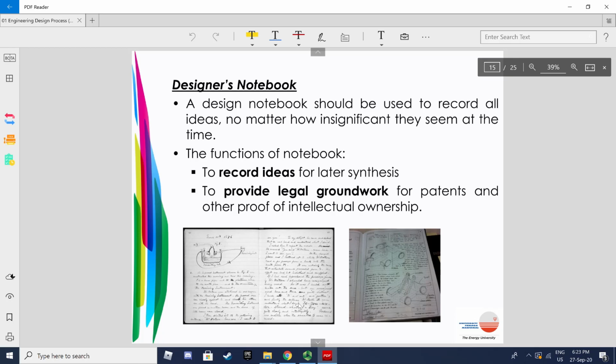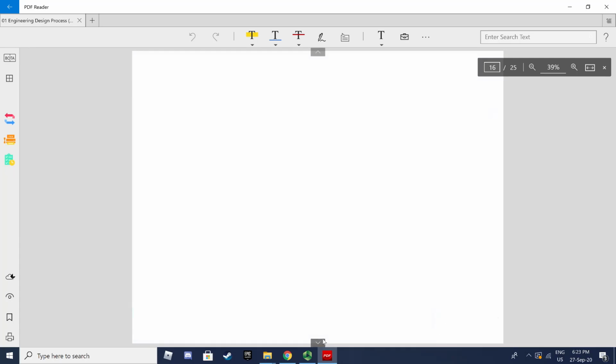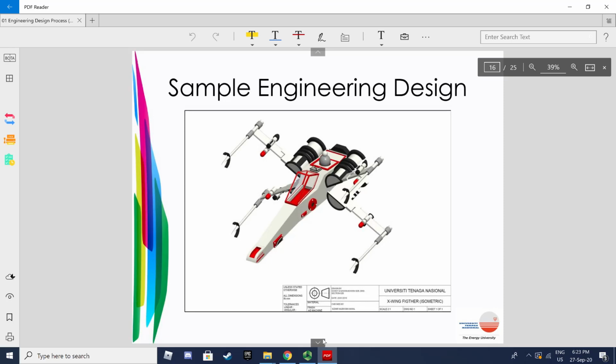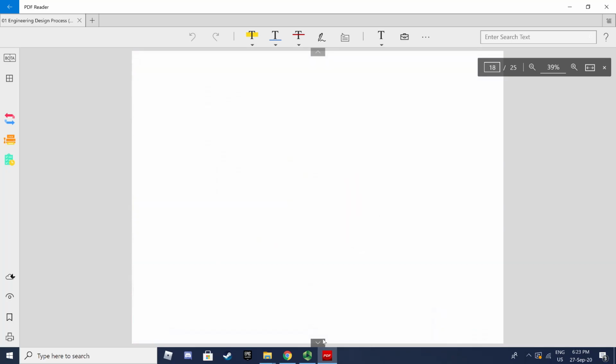In terms of designing, whatever you need to do, you need to have a notebook where you jot down all your ideas and how you do the process. This must be documented, and the notebook must be certified by a legal person, for example a chartered engineer, to show that the work has been carried out by you, so that it claims the originality is from you. And this is a sample of engineering design that was done by a previous student.